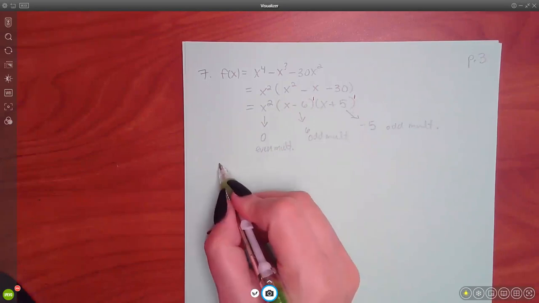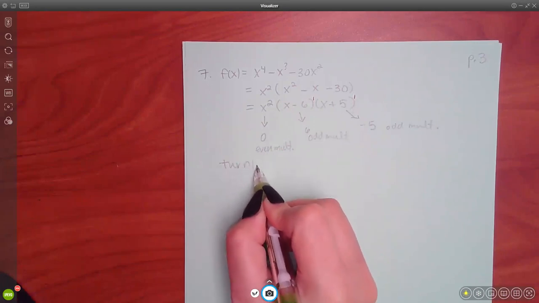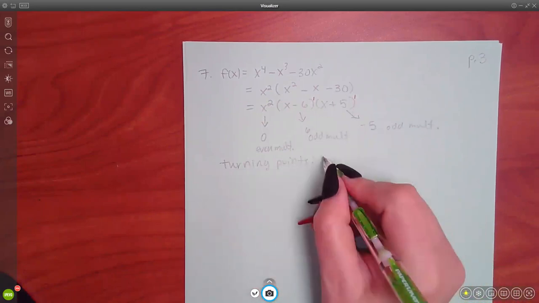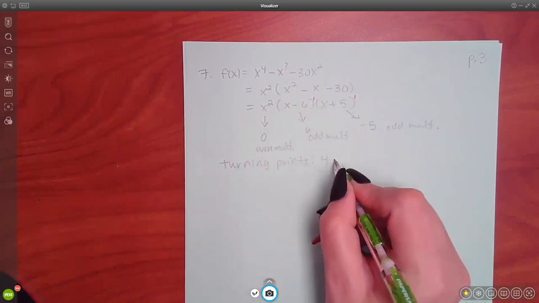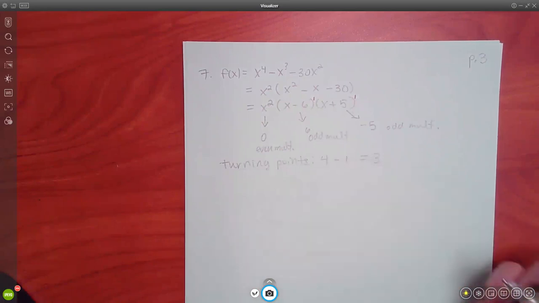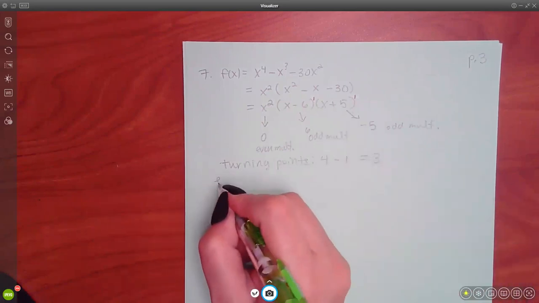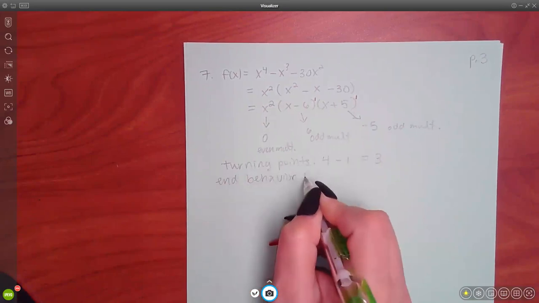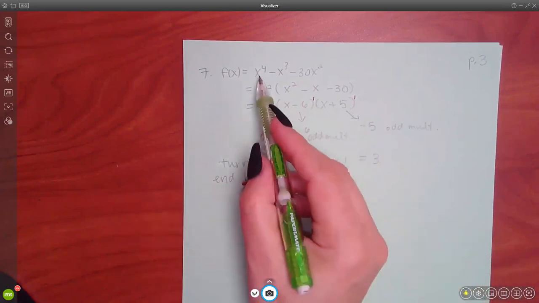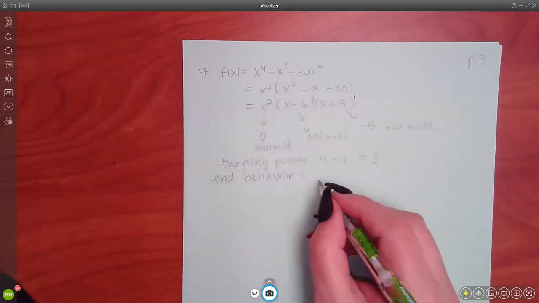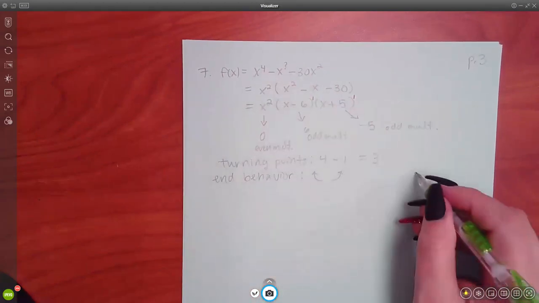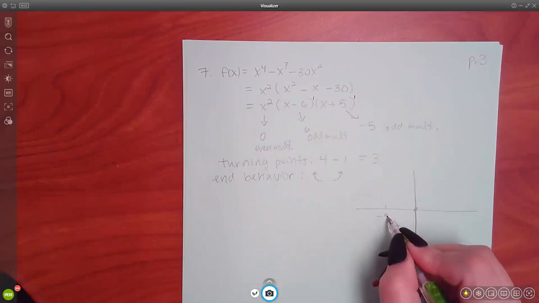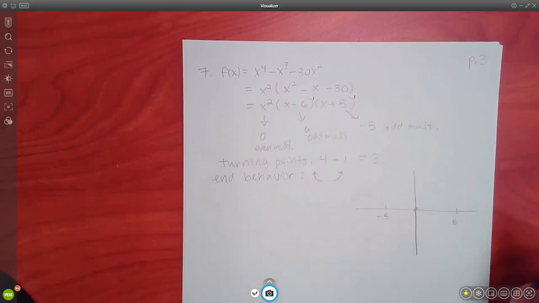How many turning points is this going to have? Highest exponent is 4. Take away 1 is 3 turning points. And then what does that end behavior look like? It's positive and even, so they both rise. So let's plot all these numbers. We have 0, we have -5 over here, 6 over there.